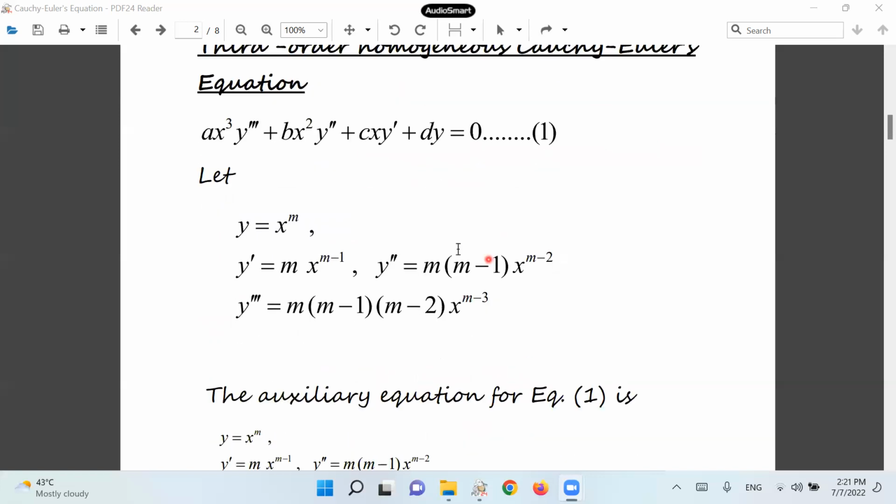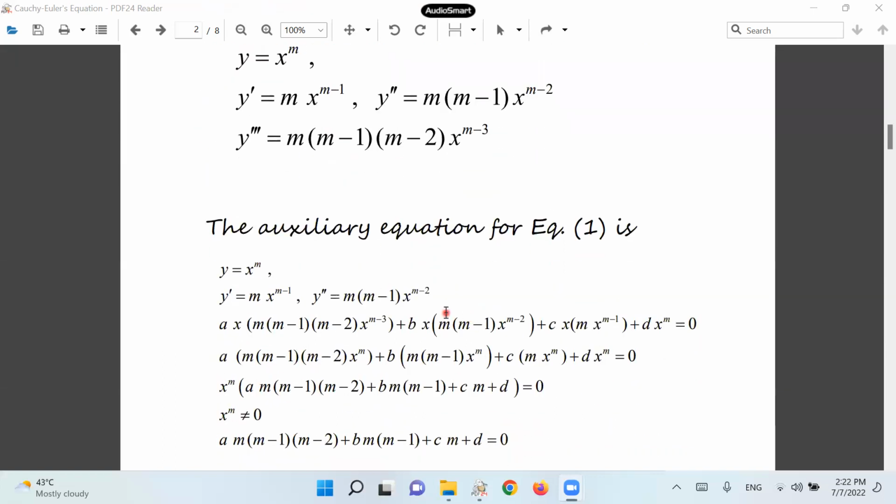Now in order to solve this, we first suppose that y is equal to x power m. Its first derivative is m times x power m minus 1. The second derivative will be of this form: m into m minus 1 into x power m minus 2. Because the given equation is of third order, we have to take 3 derivatives of y, so the third derivative equals m into m minus 1 into m minus 2 into x power m minus 3.